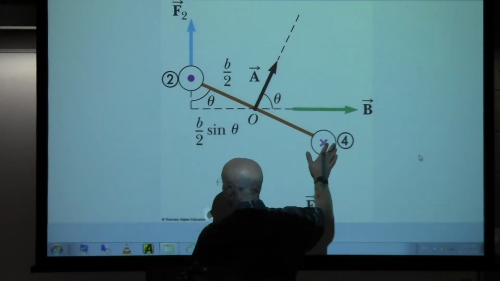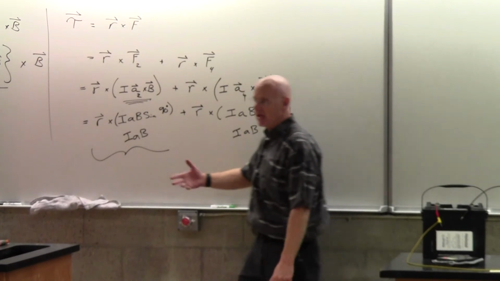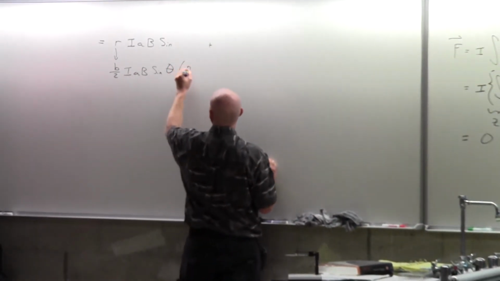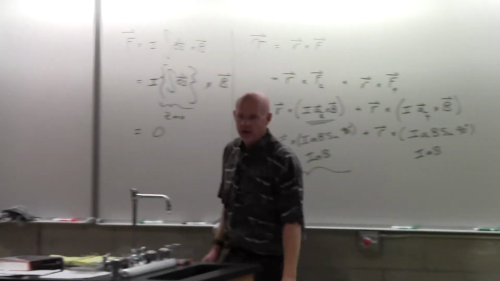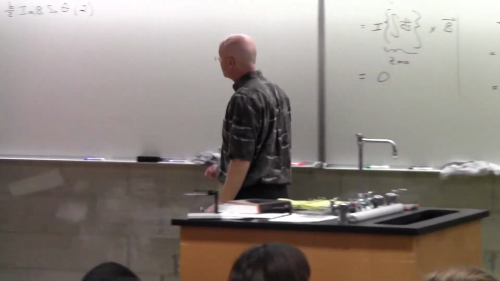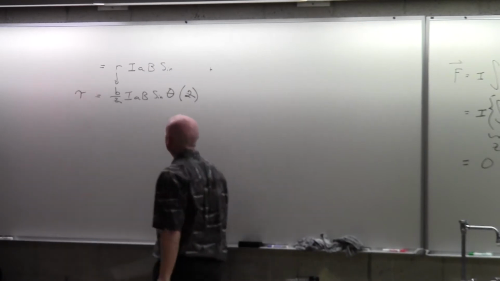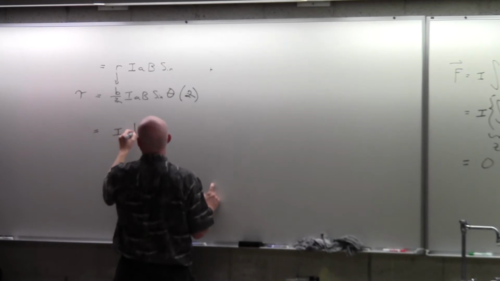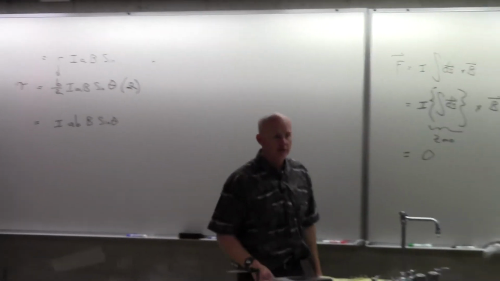And I'm hoping you see, doesn't the same thing work on the other side? The other side, isn't it the same number? Isn't it the same angles involved? And so I can just say double, times 2. And so there's the torque for my motor. And fortunately, the 2's cancel off. And so what I end up with is current times a times b times B times the sine of the angle between them. And so that would be the torque for my motor.